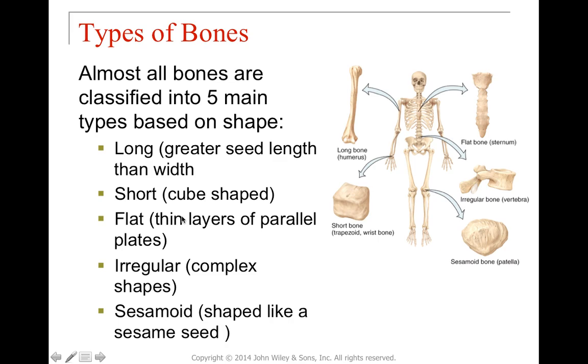be parallel plates. We also have a ton of different irregular shaped bones that have a lot of complex shapes to them, and those are usually connective bones that are meant to articulate with other bones around them. And then sesamoid bones are bones that are shaped like a sesame seed. A good example of this would be your patella or your knee bone. It's pictured here.